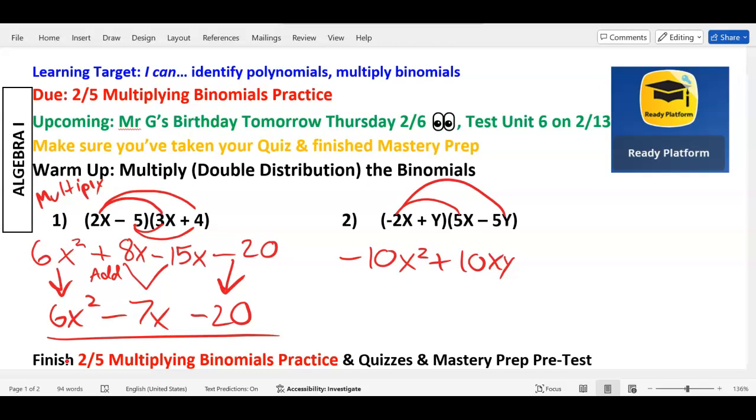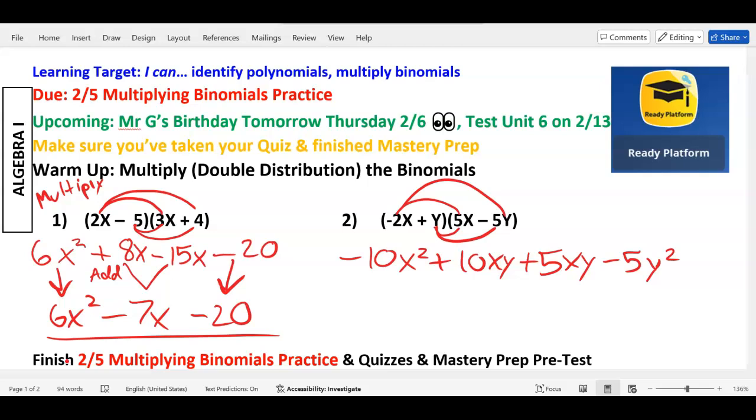Now, next one. We got the second term, y times 5x. What is y times 5x? Well, the only number I have there is 5, so plus, since it's positive 5, and then x times y is xy. Cool. Last step, y times negative 5y. The only number there is negative 5. And notice on this one, it's y times y. Anything times itself is squared. So y times y is y squared.